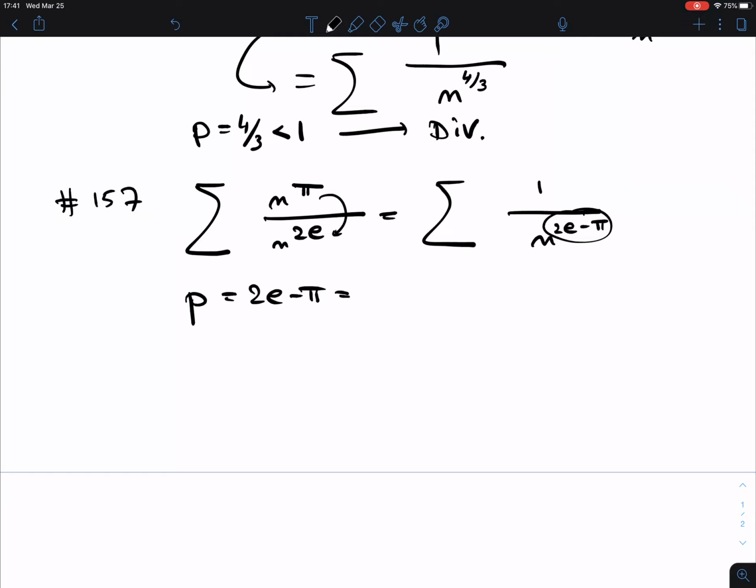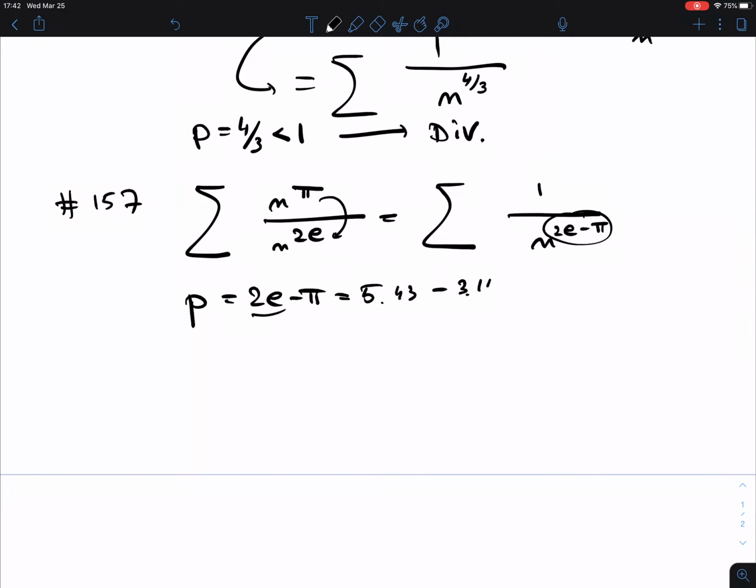What number is this? So 2 times e is, no, that's not correct, sorry. So e to the power 1. Sorry, my calculator doesn't want to work. So 2e, that is 5.43, minus pi, which is 3.14.